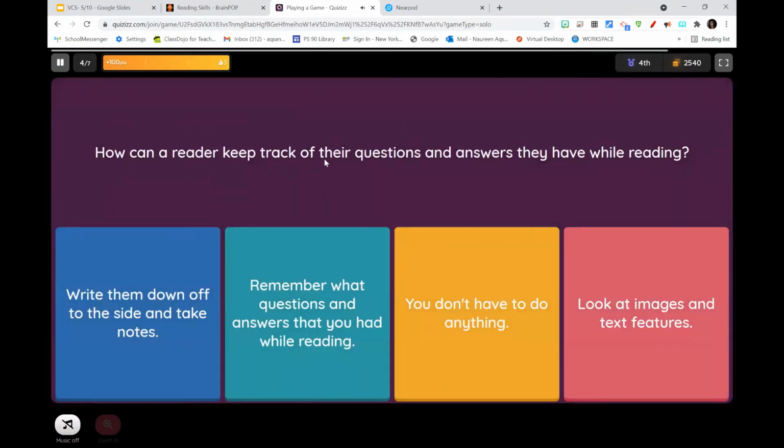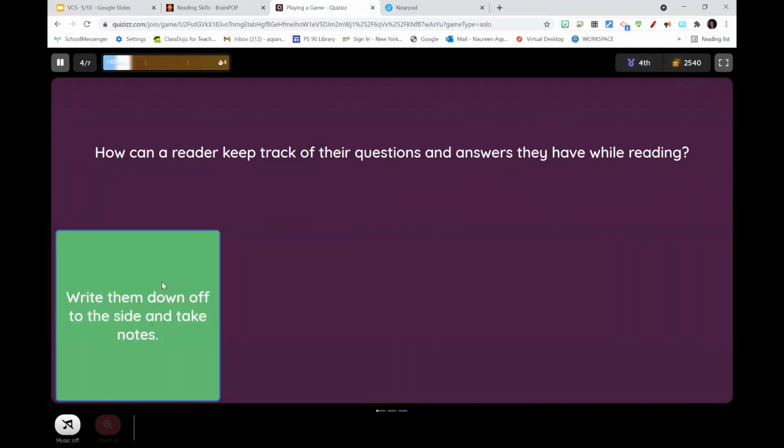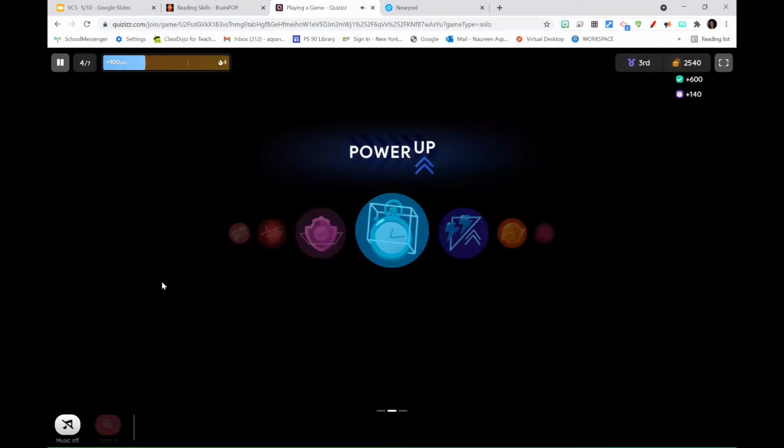Awesome work. How can a reader keep track of the questions and answers they have while reading? Write them down off to the side and take notes. Remember what questions and answers you had while reading. You don't have to do anything. Or look at images and text features. I think they have to write them down to the side and take notes.